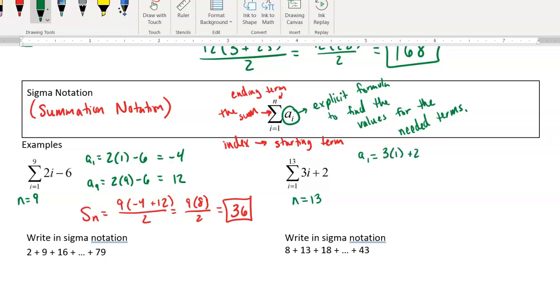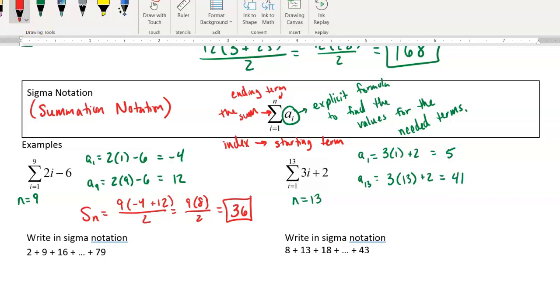So we take and put 1 in for I, so 3 times 1 is 3, plus 2 is 5. Find the value of the 13th term. We put 13 in for I. So 3 times 13 would be 39 plus 2 is 41.